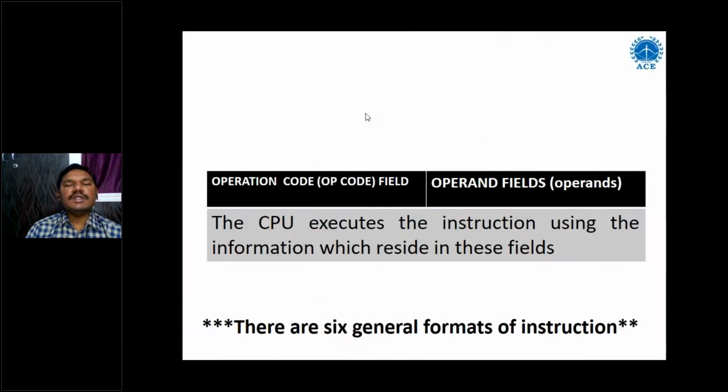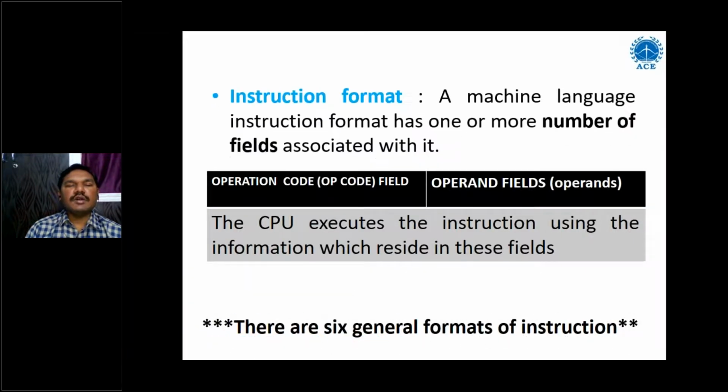So usually an instruction has two fields. A machine language instruction format has one or more fields associated with it. One is called the operation field and the second one is called the operand field. The operation field is also called the opcode field, and it is also called a mnemonic field. The CPU executes instructions using the information which resides in these fields. Suppose I write MOV AX, BX: MOV is called the opcode, and AX, BX are called the operands.